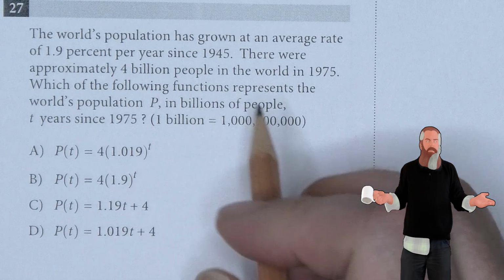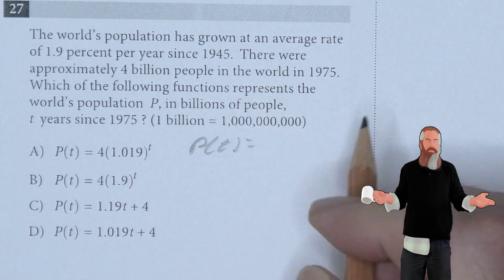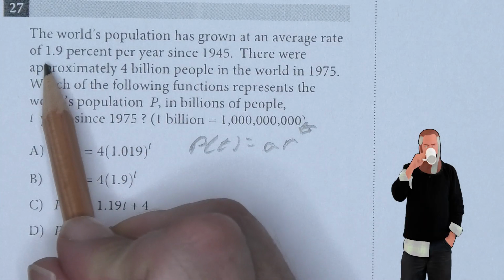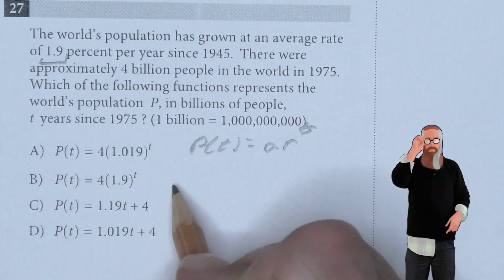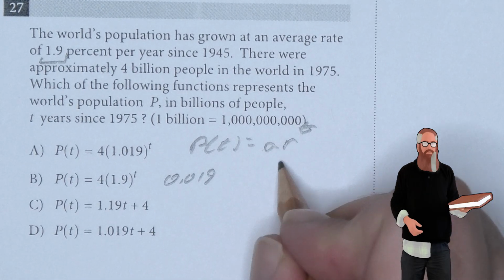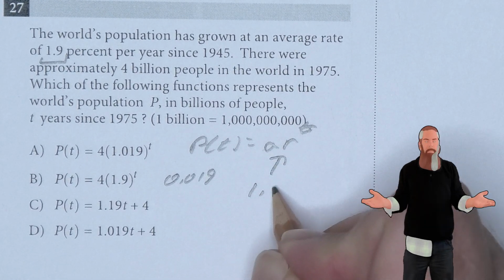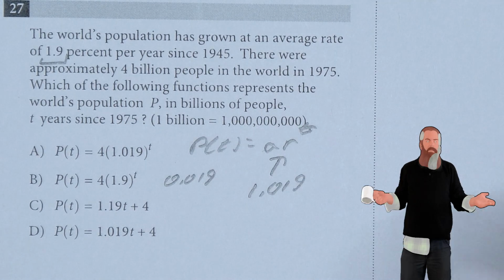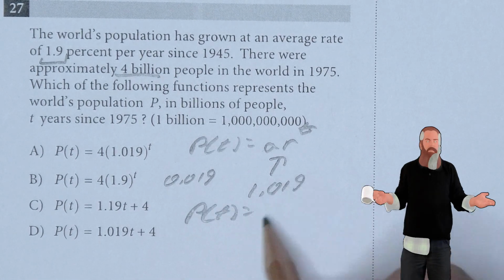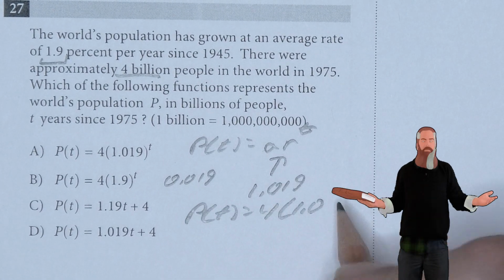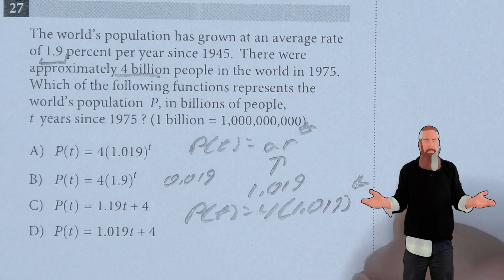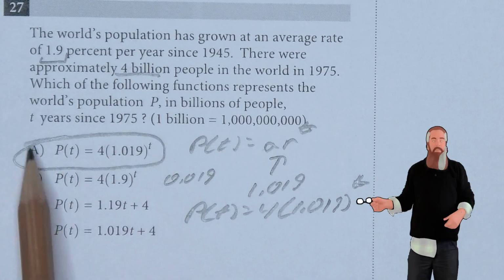So we're going to start out, we understand that we're talking about p of t, and this is going to be equal to a times r to the t power. The rate at which it has grown is 1.9%, which as a decimal would be 0.019. But the actual growth factor would be 1.019 because it would have to go up. So with 4 billion people, p of t would be equal to 4 times 1.019 to the t power, t being the number of years since 1975. That leaves us with A is the answer.